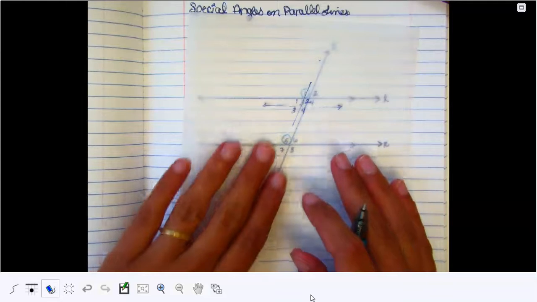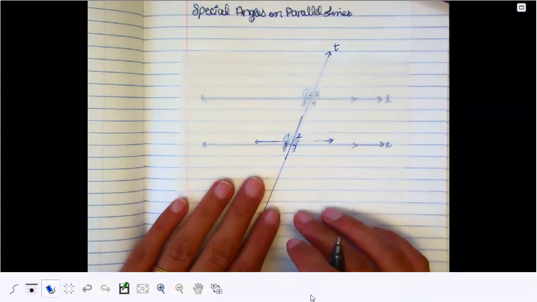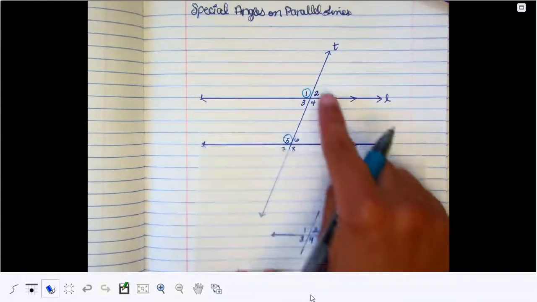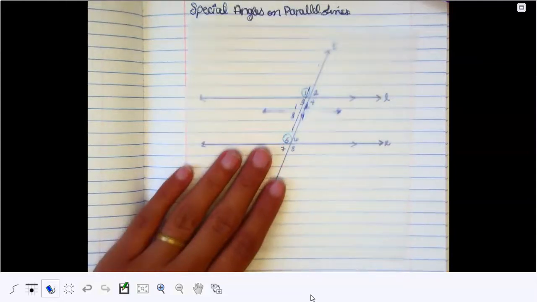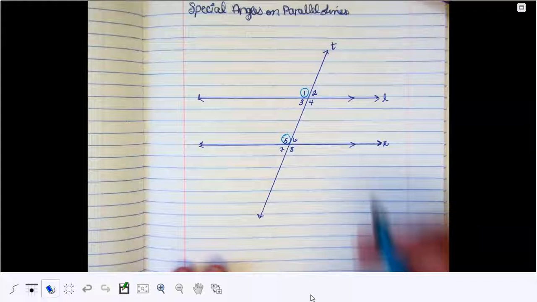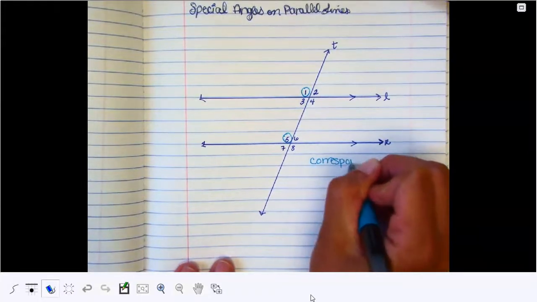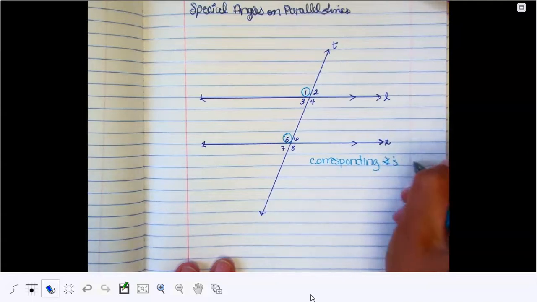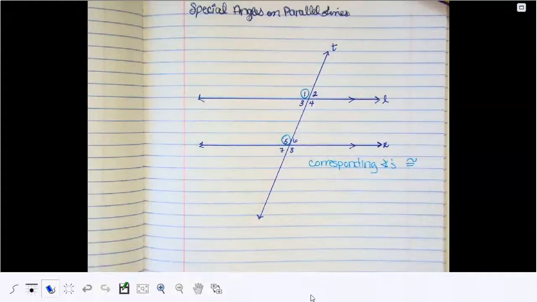So let's check that out. So angle 1 corresponds with 5, and what do we notice? Those are congruent. Angle 2 corresponds with 6, and you will notice that those are also congruent. So we can say that corresponding angles are congruent when we have the two parallel lines and a transversal.